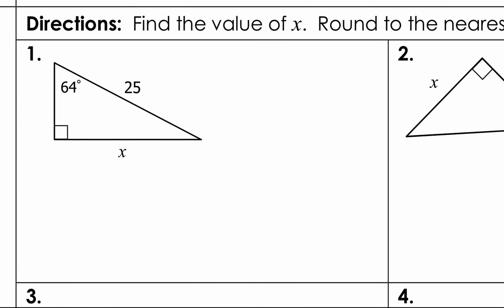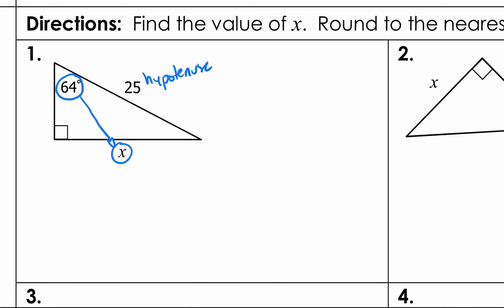So let's look at this. So look at number 1 has a triangle. It's a right triangle with 64 degrees as one of the acute angles. 25 units long is the hypotenuse, and then this side is x units long. So the way you set this up is you try to figure out what information did they give you. They gave you this angle, they gave you this side, and they gave you the hypotenuse.